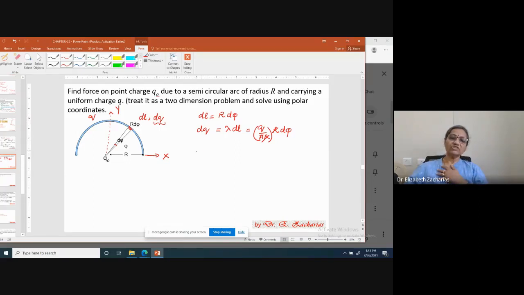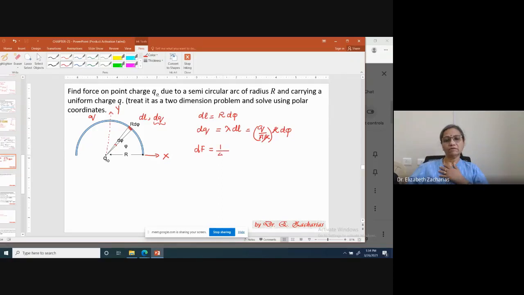Okay, now what is the next step I have to do? I have to write my dF, right? So can you tell me what will be dF? dF is the force that Q naught experiences because of this small charge element. So dF will be, we have done this in the last class. What is it? Right? Coulomb's law.